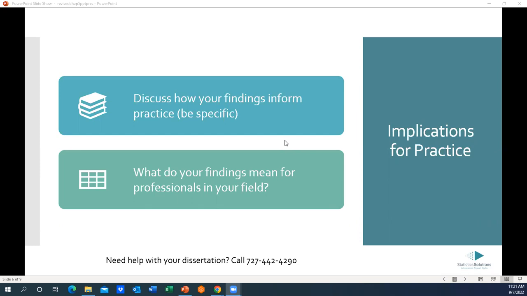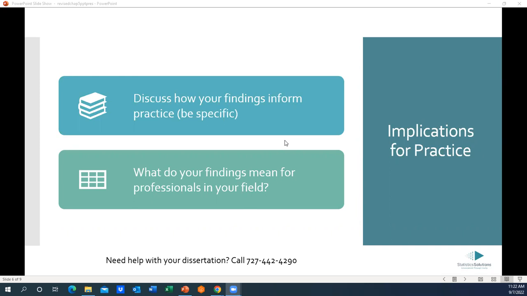How does what you found relate to practice? How does it relate to what people actually do in your field, right? At the level of practice. What do your findings mean for professionals in the field? So if it's an education study, for example, your findings may inform what teachers do, right? It may inform what administrators do. If it's something on parents, it may inform how parents interact with their children or how they support them in their homework or something like that.